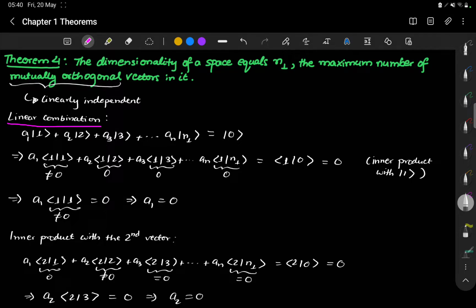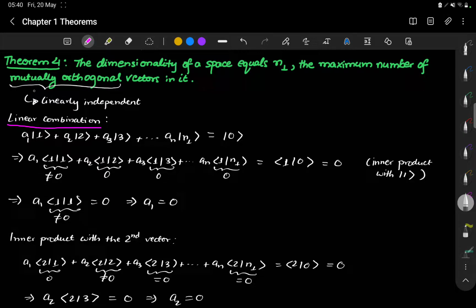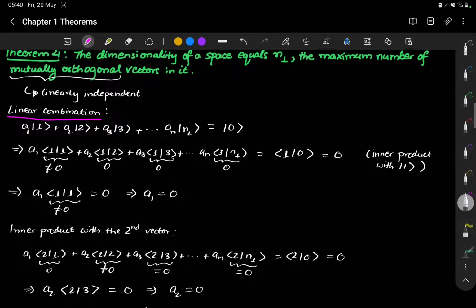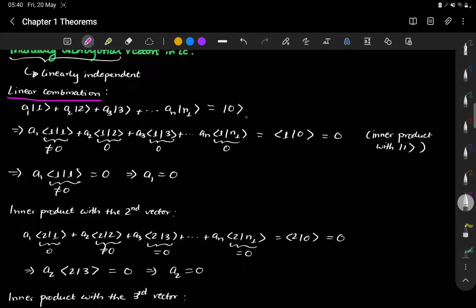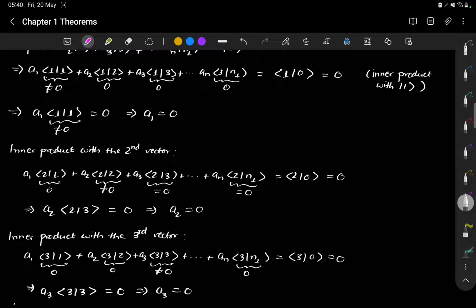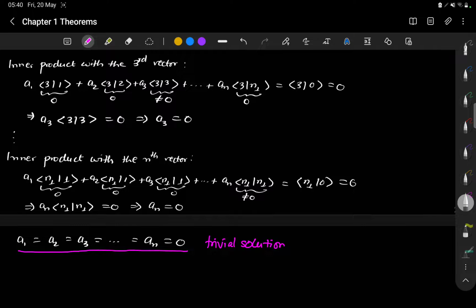So this trivial solution basically justifies the statement that we had made in the beginning, that the mutually orthogonal set of vectors will also be a linearly independent set of vectors. So we have proved the claim that we made in the beginning by taking this linear combination and seeing that indeed this linear combination gives us the trivial solution. So now we have that these mutually orthogonal vectors are also linearly independent vectors.